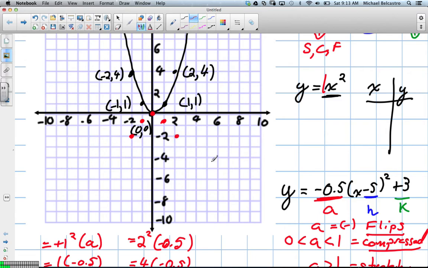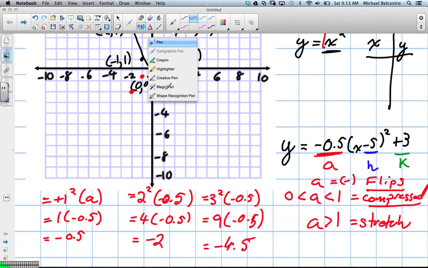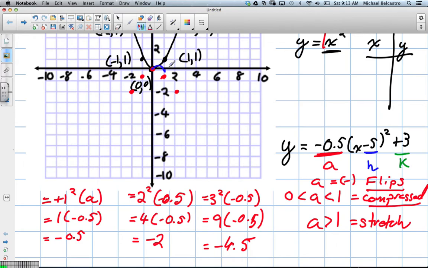Do the same thing with the value of 3. 3 squared times a, negative 0.5. This is how we figure out how to draw the y values, the y coordinate. 3 squared is 9 times negative 0.5. That's going to be negative 4.5 if you put it into a calculator. So we go to the vertex, and we go over 1, 2, 3, and we go down 1, 2, 3, 4.5. It's kind of in the middle there, right? And then we do the same on the other side, over 3, down 4.5.